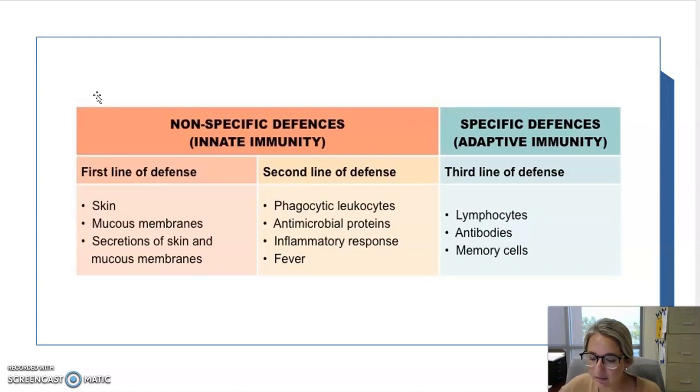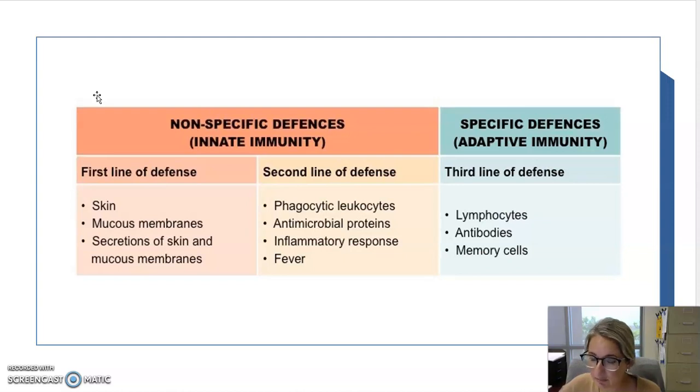And the second line of defense are various different internal systems that are going to protect you from infection. So this is things like inflammation, fever, phagocytosis, even different antimicrobial proteins, things like complement and interferon that we're going to talk about. And a lot of times that second line of defense will stop the progression of the infection. But if the infection persists, then the third line of immunity is going to kick in.